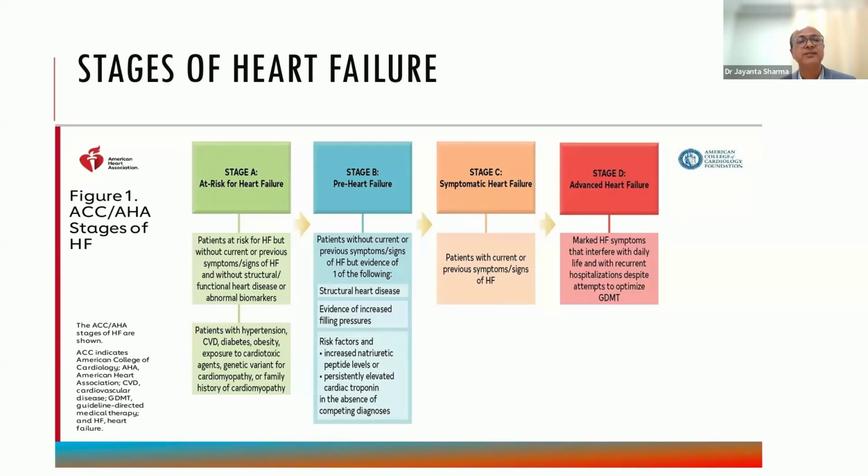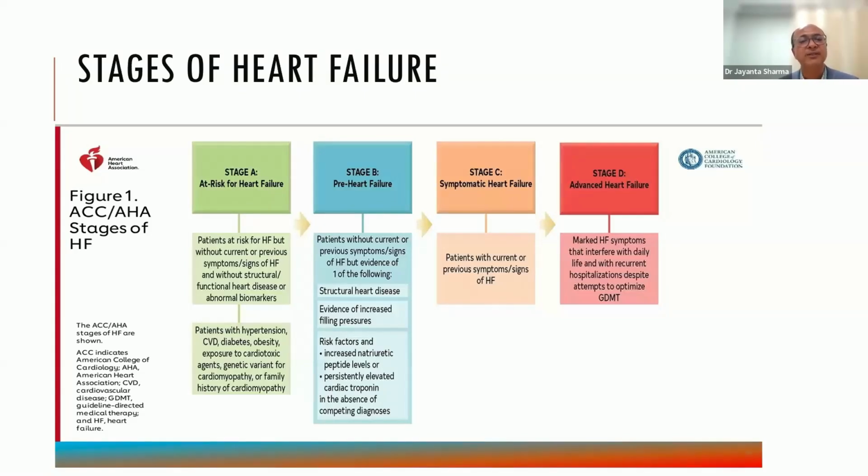Stage A means patients at risk for heart failure, stage B is pre-heart failure, stage C is symptomatic heart failure, and stage D is advanced heart failure. So stage A means patients who are at high risk for heart failure. Who are they? As per the ACC and AHA guideline, these are patients at risk for heart failure but without any current or previous symptoms or signs of heart failure, or any structural deformity.